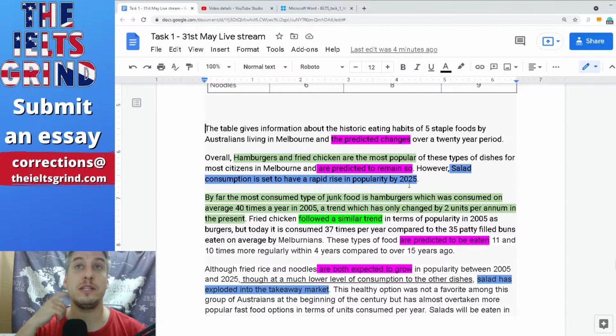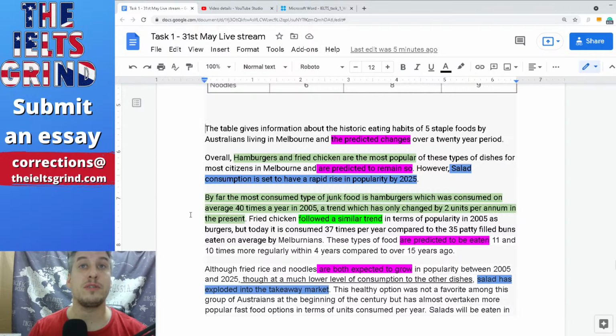So I have included the idea that hamburgers and fried chicken are the most popular type of food. I've included the idea that this is a prediction for what's going to happen in 2025, and I've included the main feature that salad has a rapid increase in popularity, meaning that people eat it more and more by 2025. So for the rest of my essay, what I need to do is to give the evidence that shows my overview to be true. I don't have to give my opinion because we don't do that in task 1. I just need to give the facts that say this is true. So let's see if I did it.